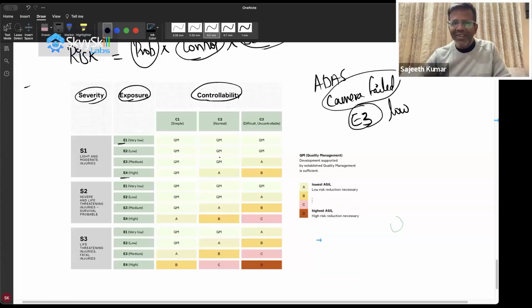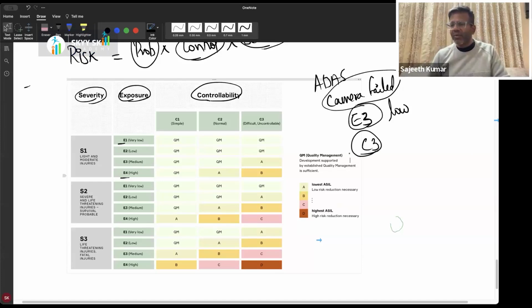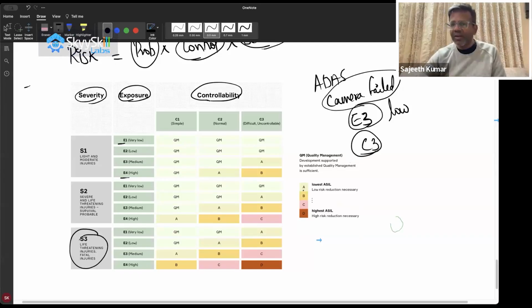A quick question, right? So I would say C3, you will not be able to control. Why? Because your hand is off, you're sleeping, you're looking here, you're looking there. It is going to be C3, right? Very difficult to control. In case this happens, how severe an accident can happen? I would go with S3 because an accident at 100 kilometers can be S3.